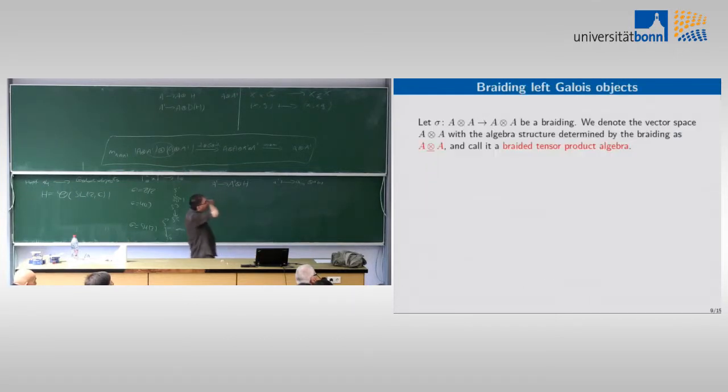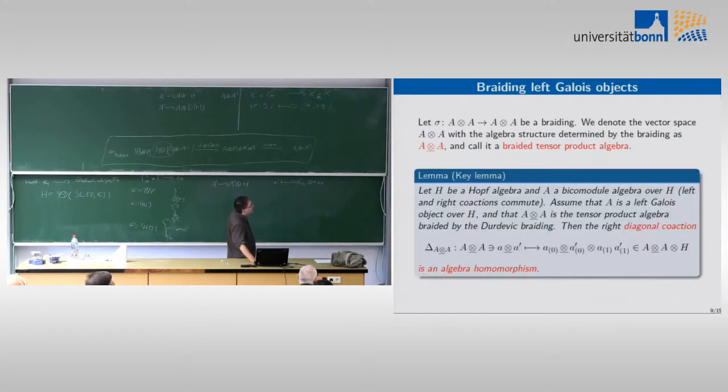Now we go to these left Galois objects, and we have a Jurčo braiding for Galois objects. This gives us a new algebra structure. To distinguish it from the usual tensor algebra structure, I use this underlined notation. So I underline the tensor product. As a vector space, the red and the black are just the same. But when you look at the algebra structure, these are two completely different algebras. The second one, the red one, I call the braided tensor product algebra, where I assume that A is a left Galois object.